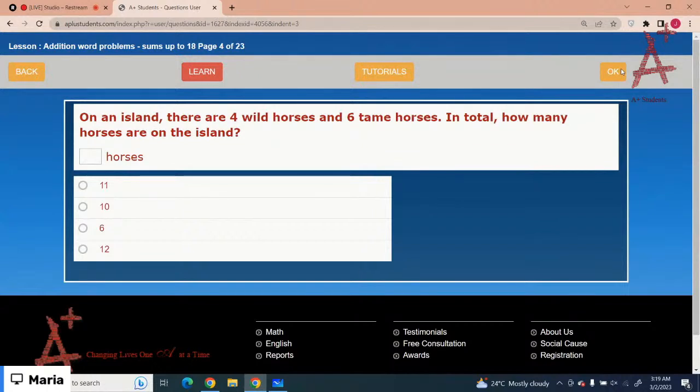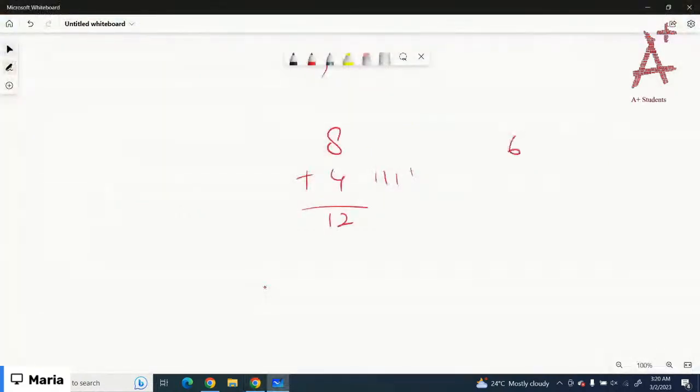Okay, the next one is: on an island, there are 4 wild horses and 6 tame horses. In total, how many horses are on the island? You have to calculate the total horses. So to calculate the total horses, you need to add the wild horses and the tame horses. Got it? Just add 6 and 4.